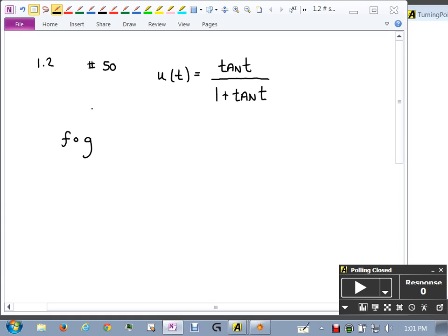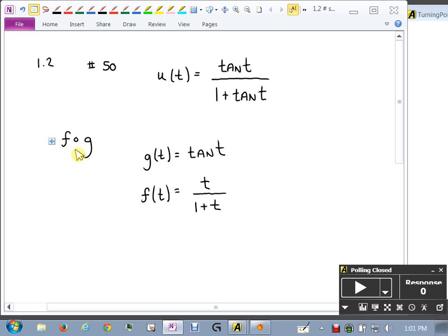Any suggestions here? G is the tangent of t. Let me go with that. G of t is tangent of t. And then what would the f function be? T over 1 plus t. Yes. That would be fine. So does this work?